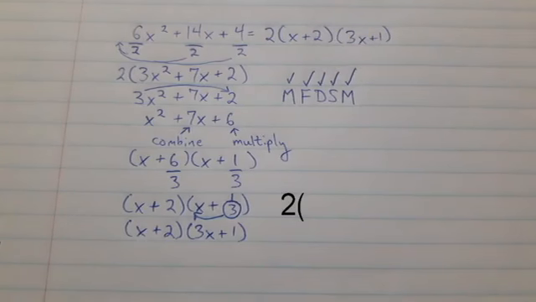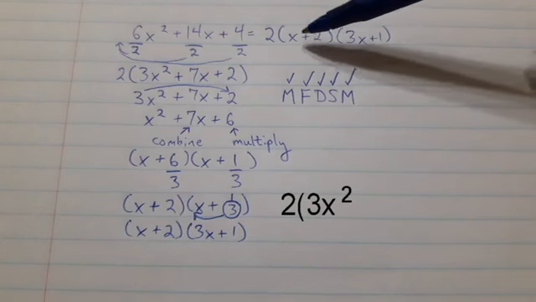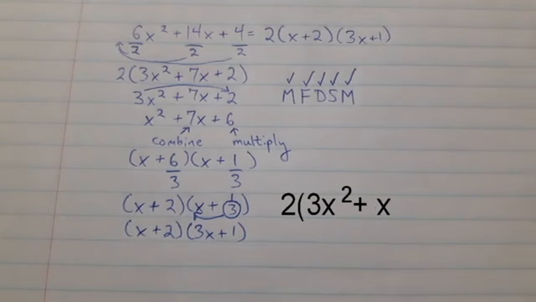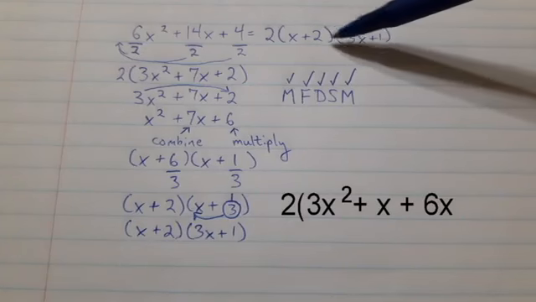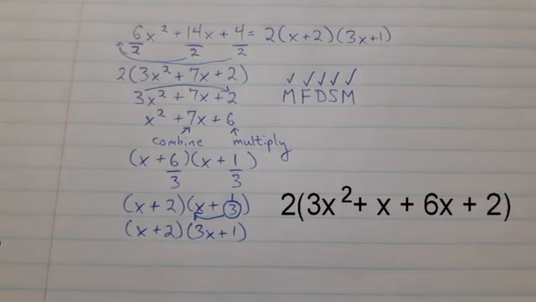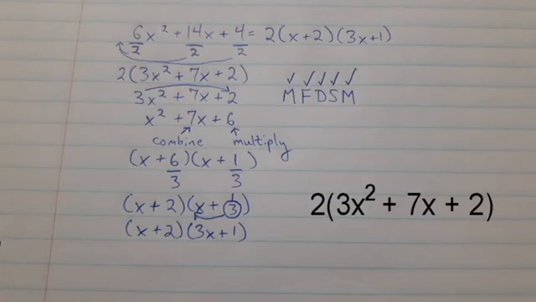X times 3x becomes 3x squared. X times 1 becomes 1x. 2 times 3x becomes 6x, and 2 times 1 becomes 2. Then we just combine our like terms of 6x and 1x to get 7x.